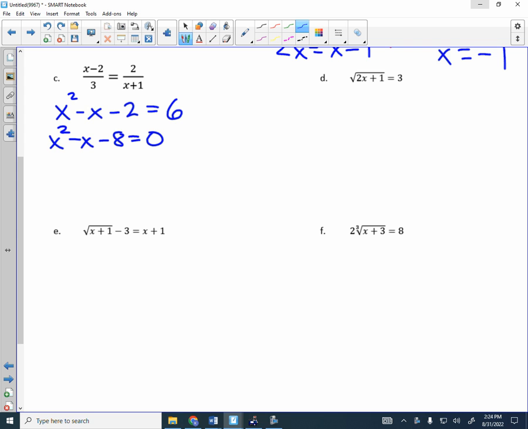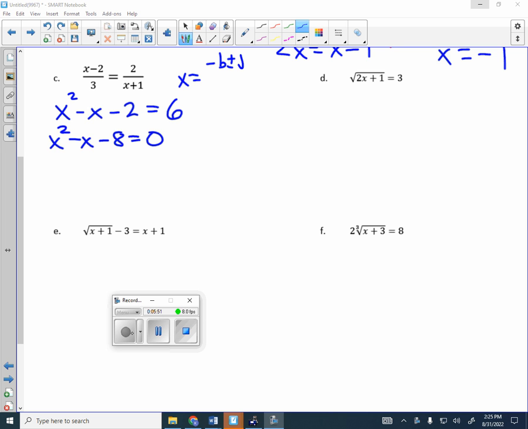Does that factor? If it doesn't factor, we run to the quadratic formula. You have to remember this. You guys are old enough. You're pre-calc now. Negative b plus or minus the square root of b squared minus 4ac, all divided by 2a. Please commit that to memory. So what is negative b? 1 plus or minus square root of, what's negative 1 squared? 1 minus 4 times a is 1 and c is negative 8, divided by twice the a value.